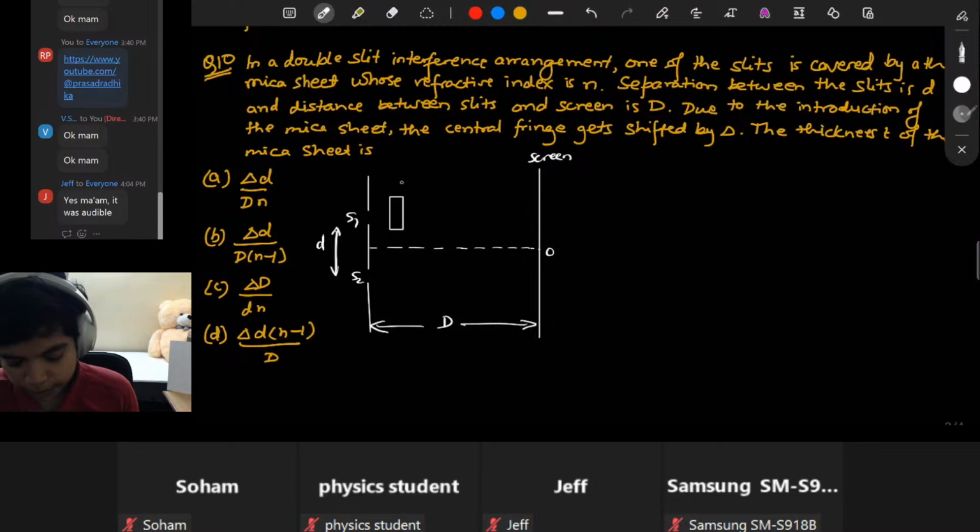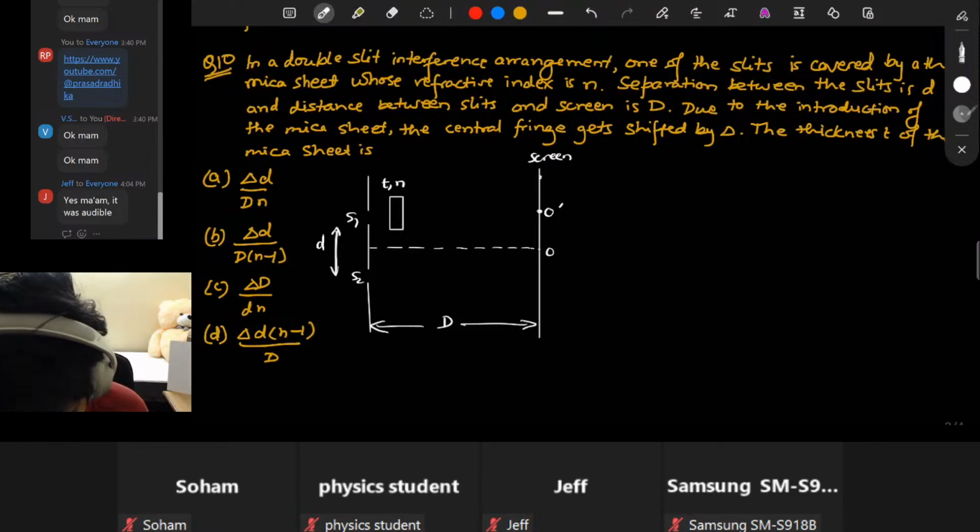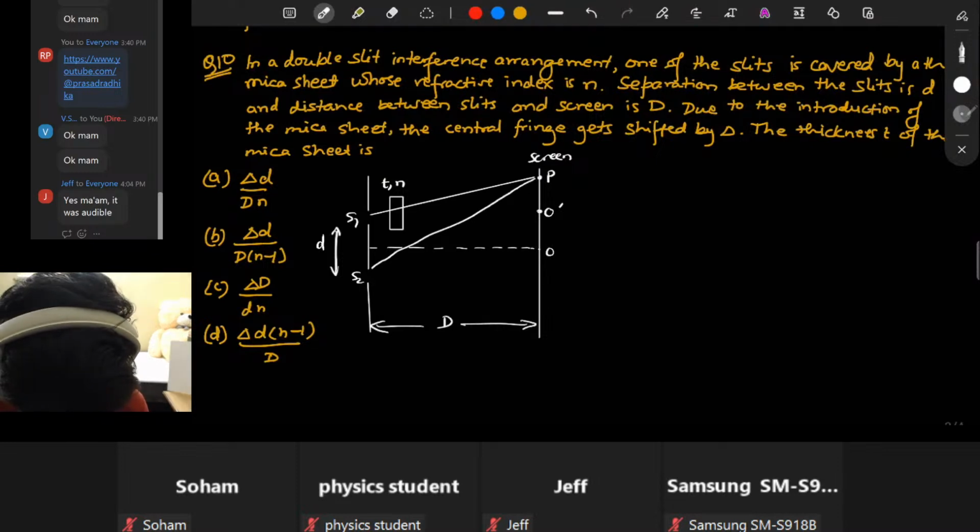Due to the addition of this mica sheet, which has a thickness t and refractive index n, the central fringe will shift to some other point called O prime. And let us say we have a point P on the screen, and these are the rays coming from S1 and S2.